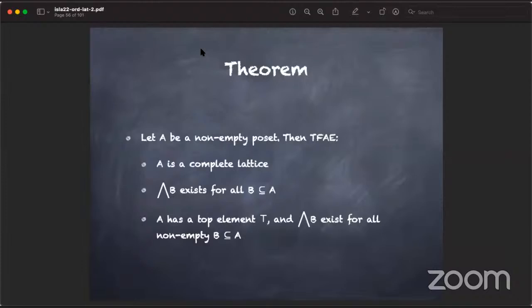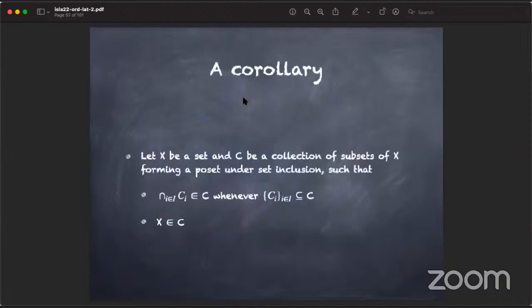Okay. Now, here is a nice corollary of this theorem. Consider X to be a set and C be a collection of subsets of X, which forms a poset under set inclusion, such that arbitrary intersections of members of that collection belong to that collection itself. And the second condition we have is that X is in C. So then what can we say from the previous theorem? Can anybody tell me?